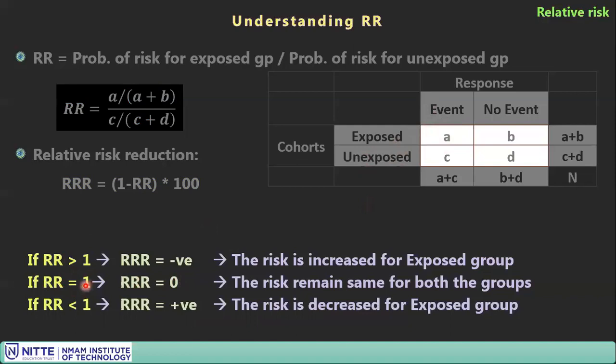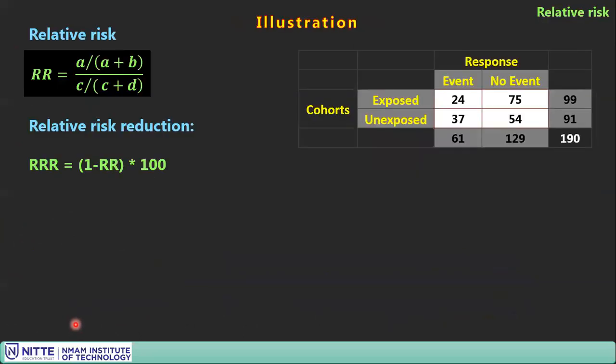Relative risk, if it is equal to 1, what does that mean? The risk rate for exposed and risk rate for unexposed are equal. It remains the same, so it doesn't make any difference between the two cases. If RR is less than 1, relative risk is decreased for the exposed group compared to the unexposed. So we will be getting any one of these cases as a result of experimental design.